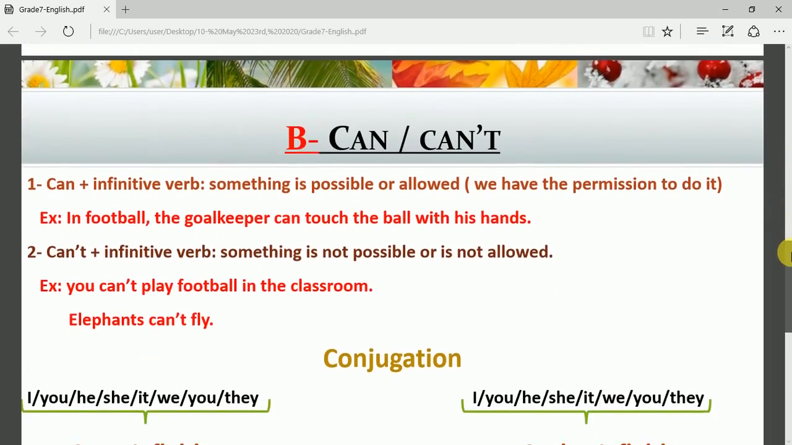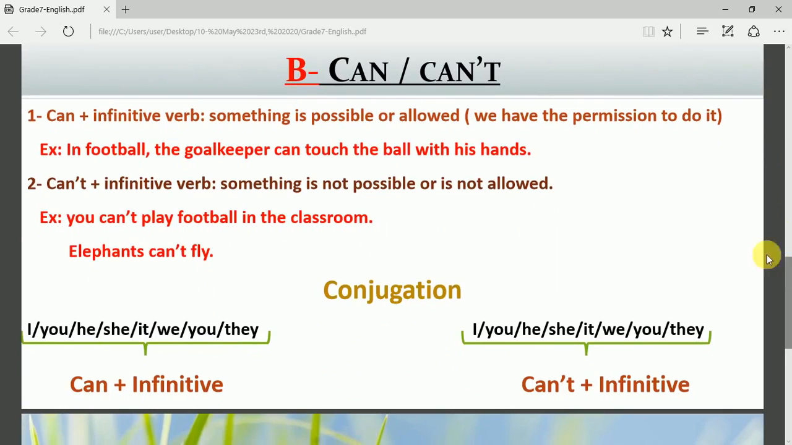B. Can and can't. Also, we use can plus infinitive verb to say that something is possible or allowed. When I say allowed, that means you have permission to do it. For example, in football, the goalkeeper can touch the ball with his hands. He can touch the ball with his hands, which means it is possible and it is allowed that he touches the ball with his hand. As you can see, we use can plus the infinitive verb, touch.